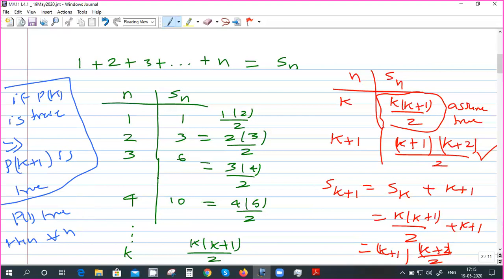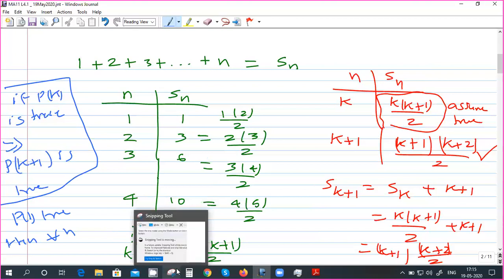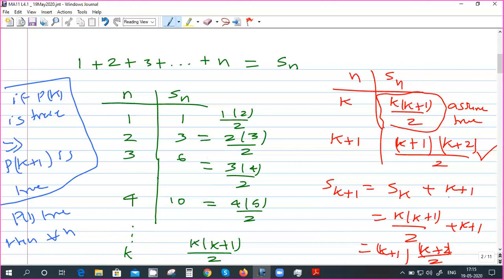And if I assume p of k is true, that implies that p of k plus 1 is true. After that, I see p of 1 is true by putting the value of n equal to 1. From that, I know p of 2 is true. And if p of 2 is true, p of 3 is true. P of 3 is true, p of 4 is true. So it will go on up to whatever large number I want. So this way of proving is called the method of mathematical induction. Daksh, is it clear? Yes, sir.